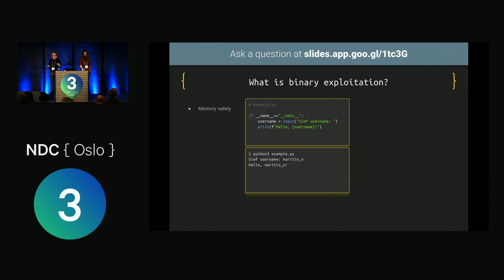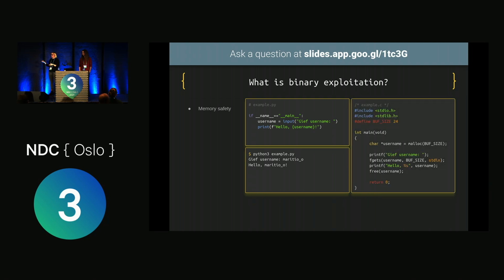But how does this look in the memory unsafe language C? It can look like this. We allocate 24 bytes on the heap, and then when we read the username from standard in, we allow writing 24 bytes into the username variable. And then when we're finished using it, we free the username from the heap.